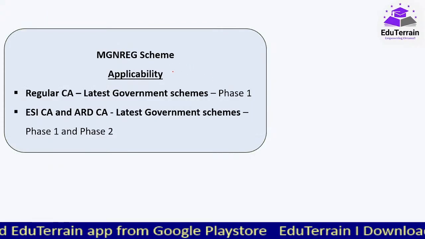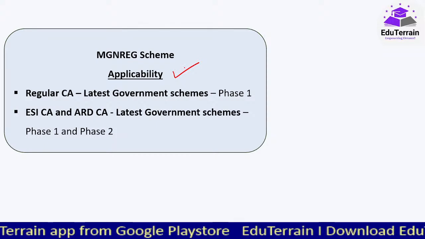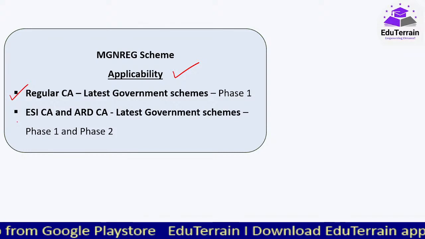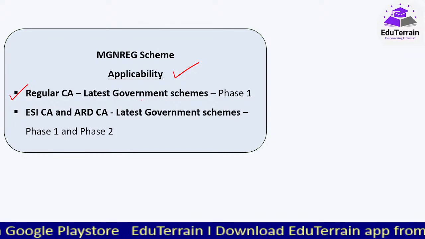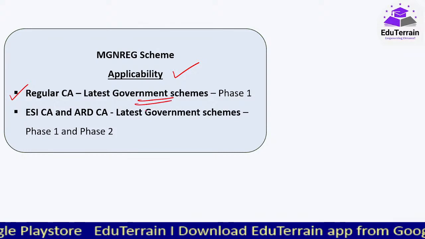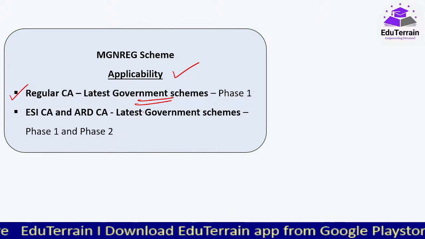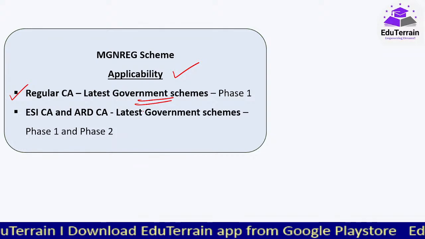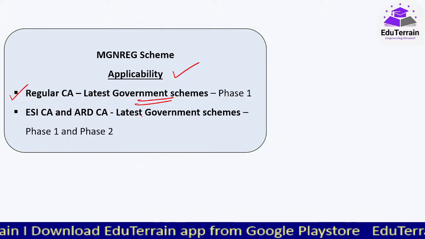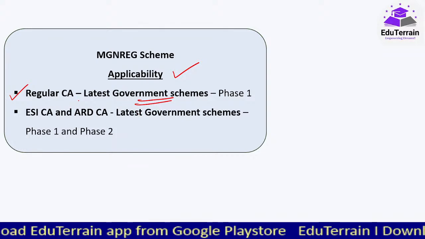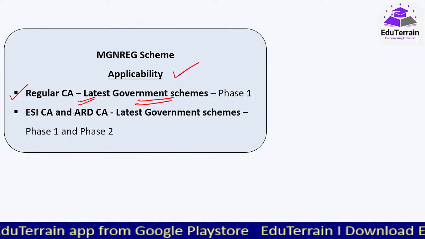Now, what is the applicability, or where would this scheme help you? This would be helpful for you in your regular current affairs under the section latest government schemes, that is in phase 1, be it RBI Grade B or NABARD Grade A or B or various other competitive examinations. Wherever there is current affairs or general awareness, this would be useful for you.